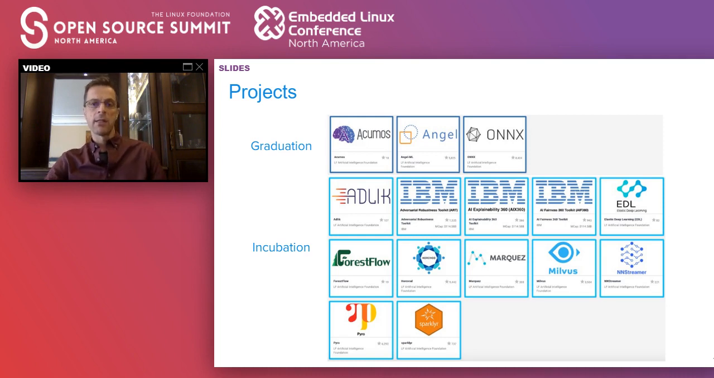This might look like a redundant slide. We have two levels of projects: the graduation project and the incubation project. Most projects come into the foundation as an incubation project. The process is very simple. Projects get to present to the technical advisory council, and then that committee votes the project into incubation.